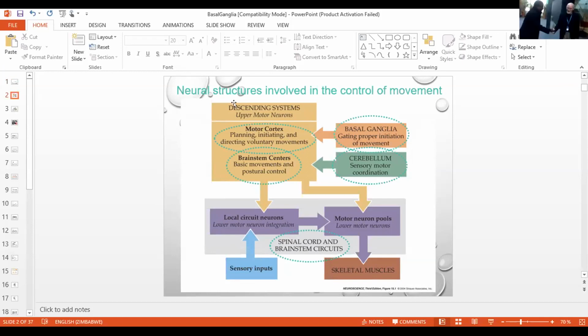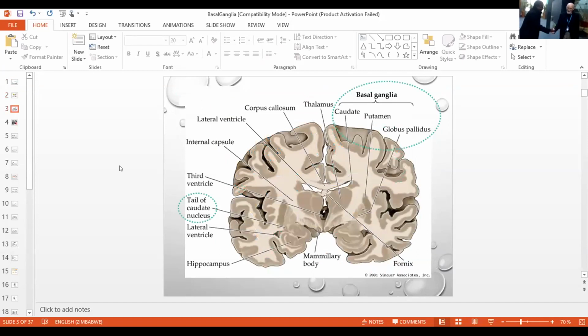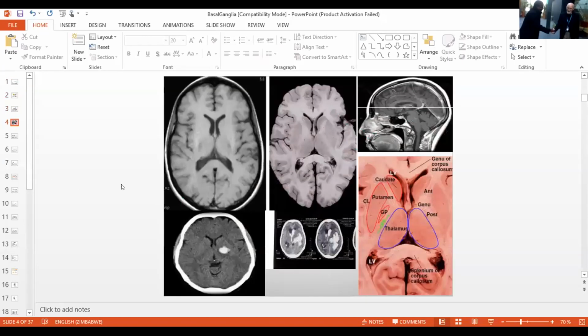Like I was saying, there are neurostructures which are involved in control of the movement, like the motor cortex, the brainstem, the basal ganglia, the cerebellum, and the spinal cord. So here we are just talking about basal ganglia. Like this is the anatomy Dr. Nathalie mentioned, and here it's what Dr. Khalif mentioned.